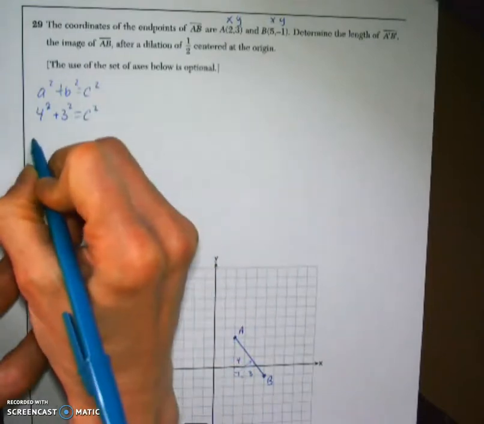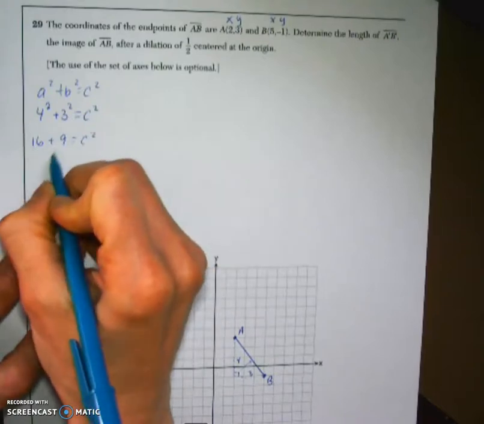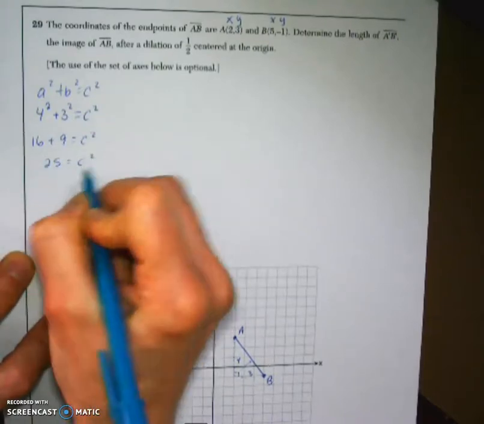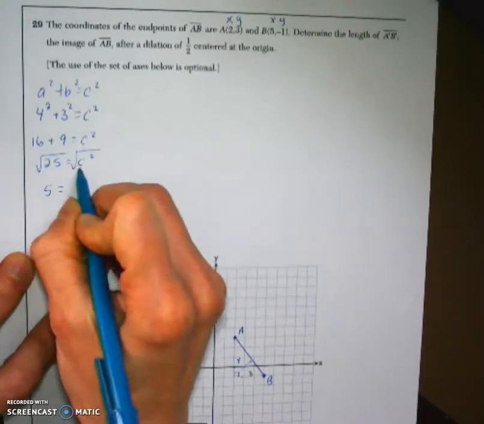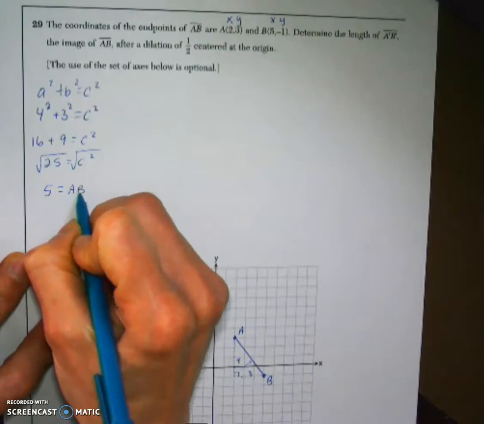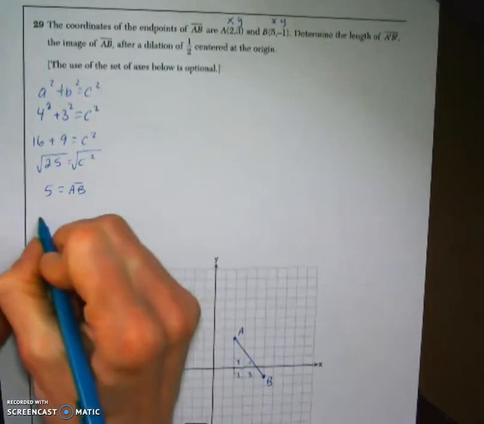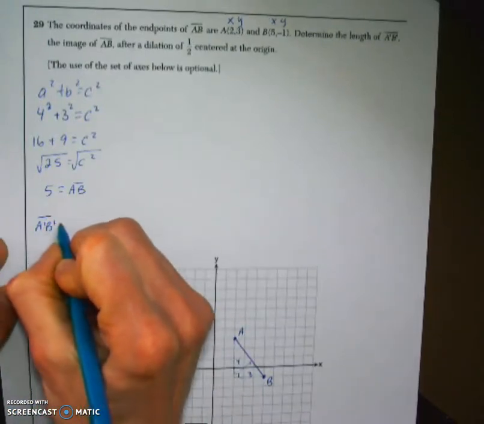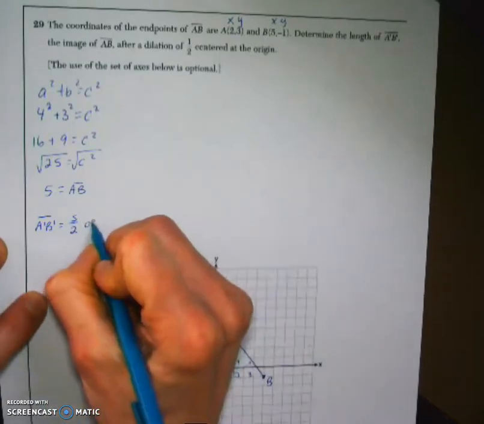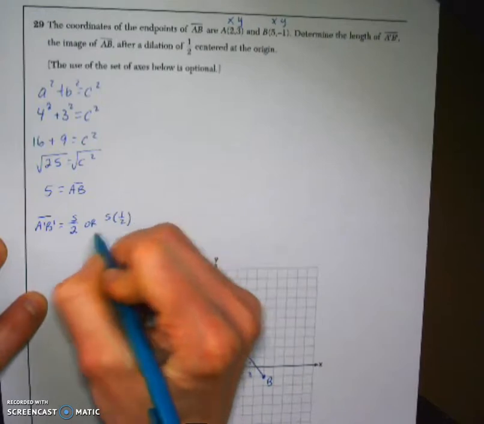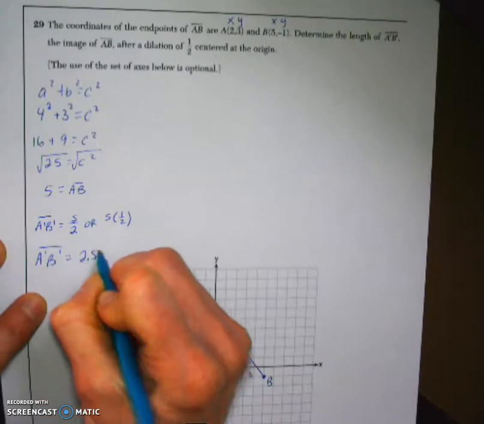4 times 4 is 16. 3 times 3 is 9. That's equal to c squared. 16 plus 9 is 25. And the opposite of squaring is square rooting. So the length, I'm going to change c to segment AB, the length of segment AB is 5, which means the length of segment A prime B prime is going to be half of that. So 5 divided by 2, or you could have said 5 times a half. Either way, you're going to get segment A prime B prime to be 2.5.